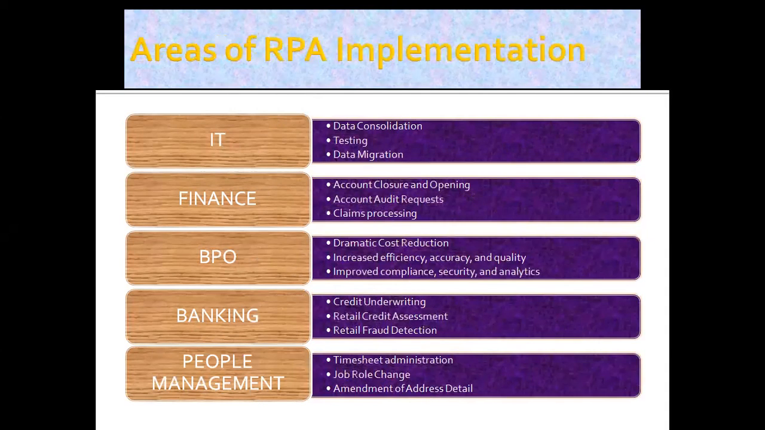And these are the high-level areas of implementation. IT: data consolidation, testing, data migration. Not only repetitive tasks, in most of the testing areas they are using RPA for validation. And data migration, data integration. Integration is nothing but when two applications are there. In earlier days, how were applications integrated? Using some Java code, some WebLogic, and APIs. We had to write a lot of Java code and do a lot of WebLogic configurations. In that way we used to do integration.